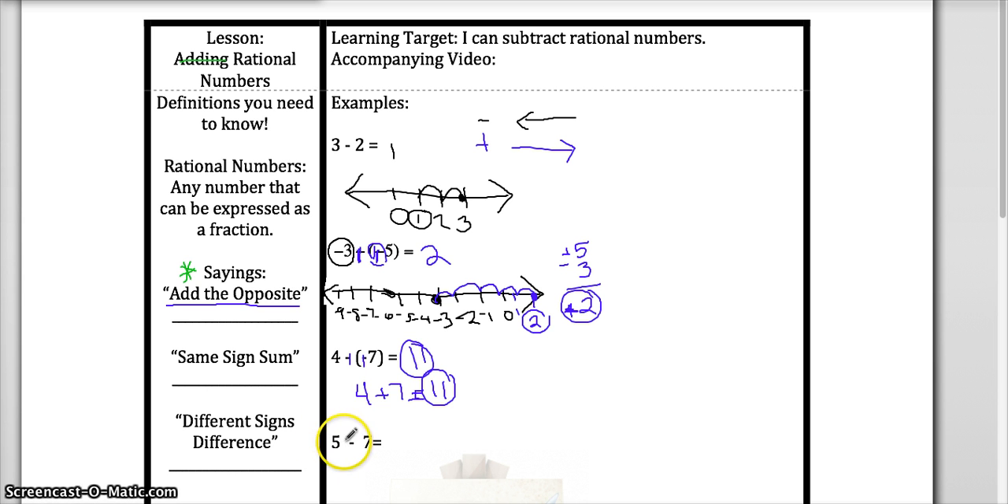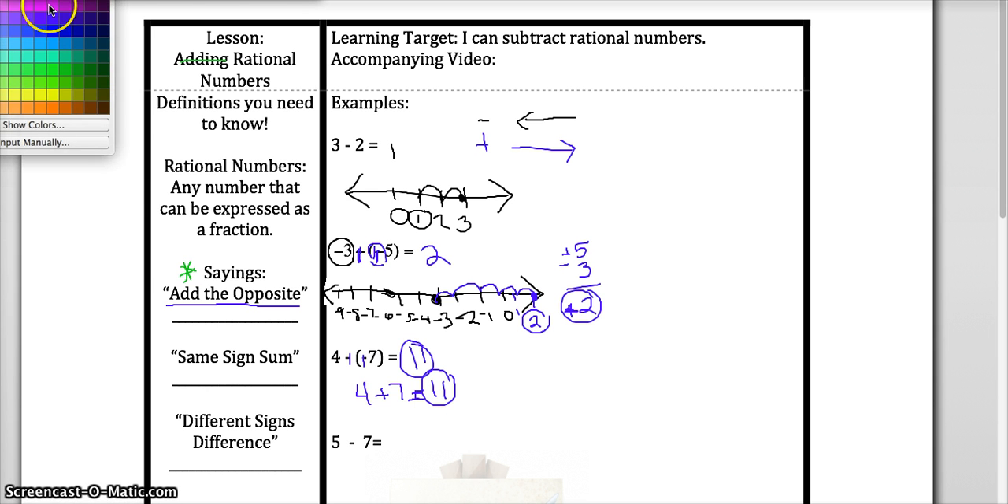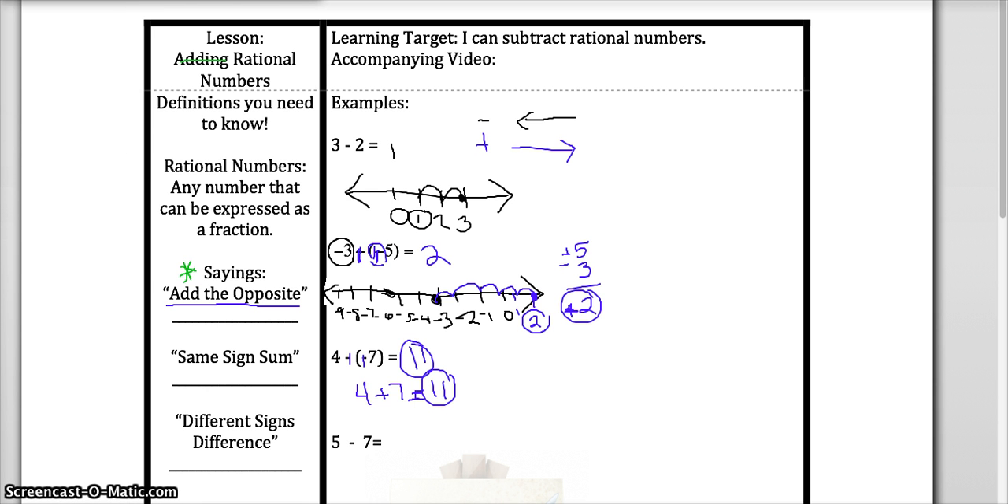And then what about this one? 5 take away 7. Well, you might be able to think about that in your head, but in case you can't, this is another different signs, different problem. And let me show you what I mean. I think I used green for the last one. I'll do green again. Different signs, different. So different signs. Remember, this is a positive 5, and here's a negative 7.